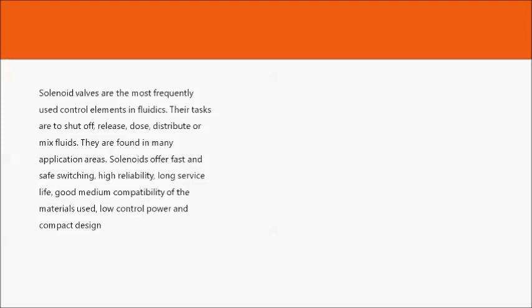Safe switching. For example, if there is an accident, for example, there is a leak of water, what can we do? We can use safe switching. If there is a leak in the water, then we can switch it as a safe. It means it will automatically close. Okay. And solenoid also has high reliability. It means it is reliable.